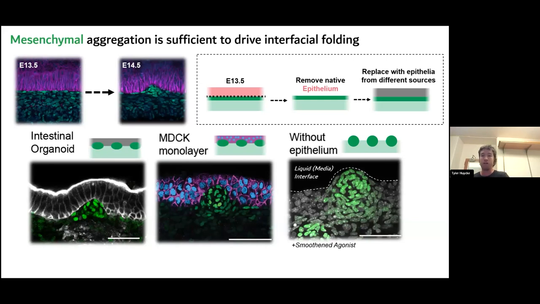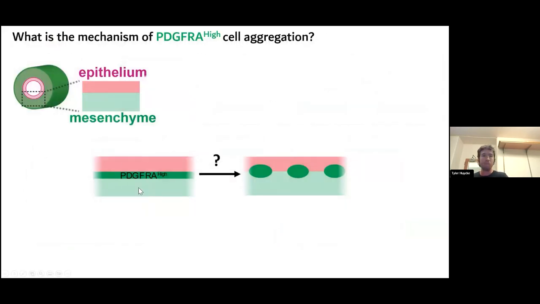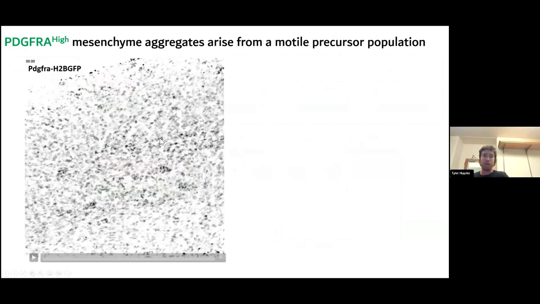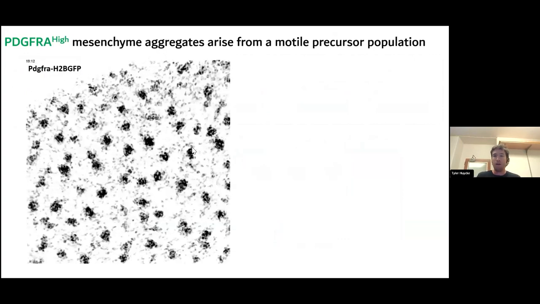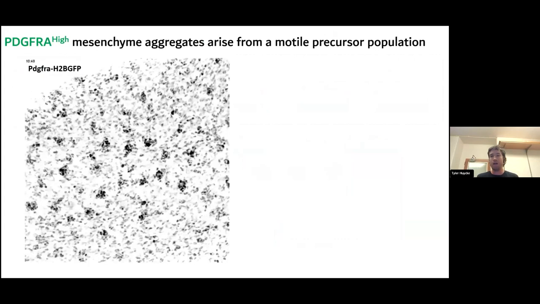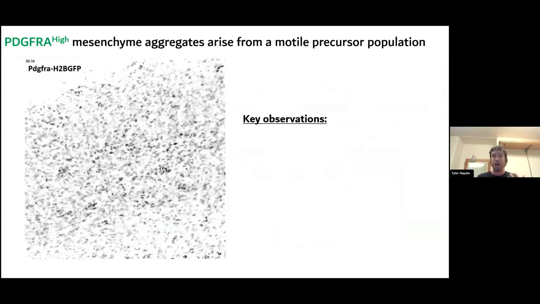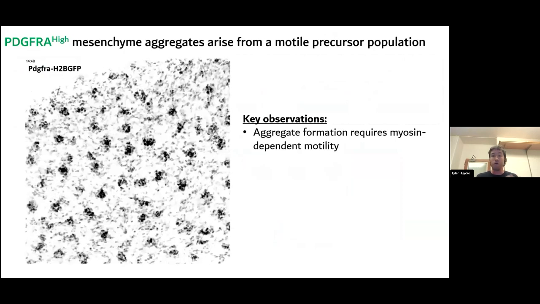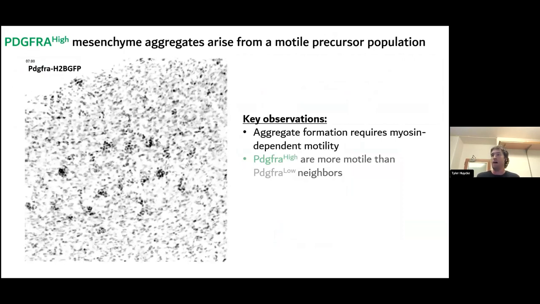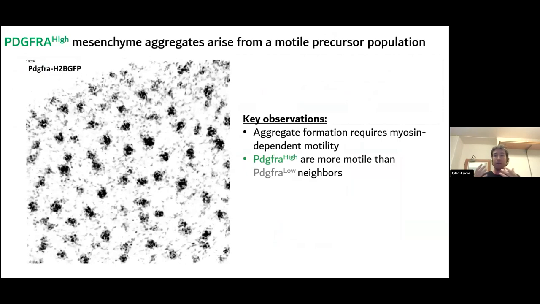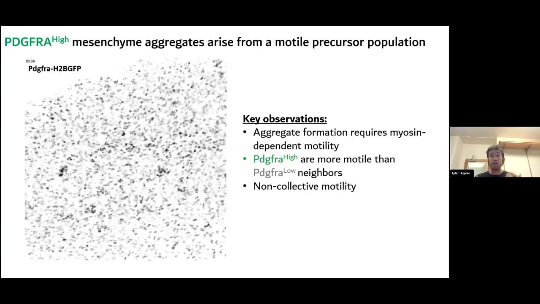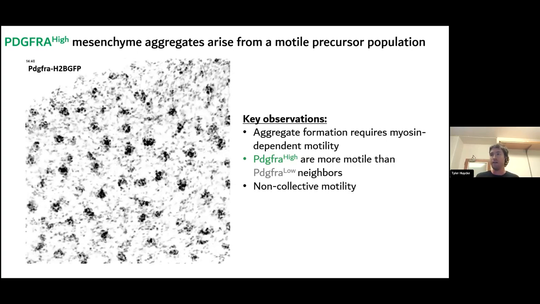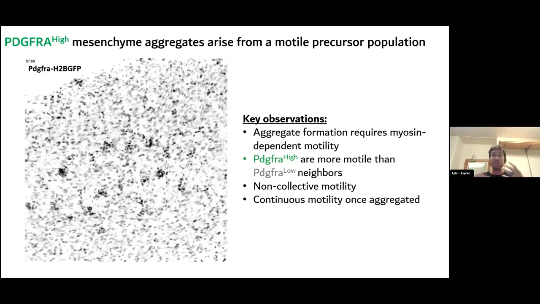We next wanted to understand the mechanism through which this mesenchyme aggregates to generate the curvature. So we again turned back to live imaging, and we imaged the whole field of these cells across a lot of different samples. What we can gather is that the process is highly dynamic, and I'm not going to go into all the quantification details, but we found some key observations: aggregate formation requires myosin-dependent cell motility. There are two populations of cells here, a high aggregating cell and a low non-aggregating cell. They move at different rates and have different properties. The motility is largely non-collective, so the cells are individually moving into the aggregates, and as the aggregates form, the cells continue to move within them.